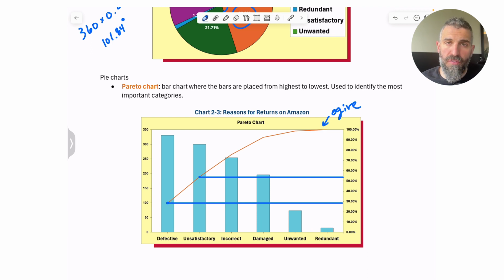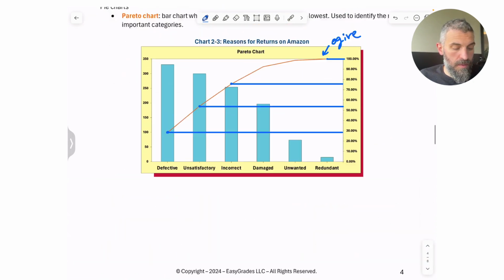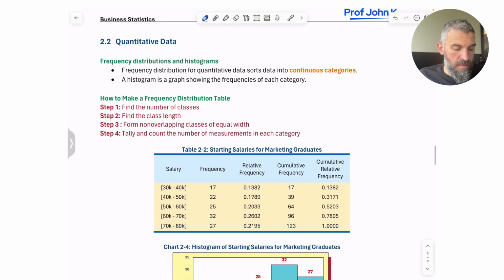You see, that's the point of the ogive. We want to see for every category, not the percentage of that particular category, but all the categories up to it, right? So if I go to the next one up here, and I draw a line, that's at about, we'll call it 75%. Again, the first three categories together make up 75% of the data. So for Amazon, 75% of all their returns are either because the units were defective, unsatisfactory, or incorrect. And it goes up, up, up until eventually it reaches 100% on the last category. Great.